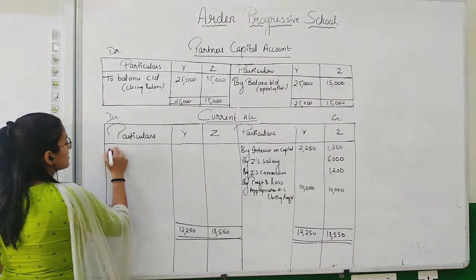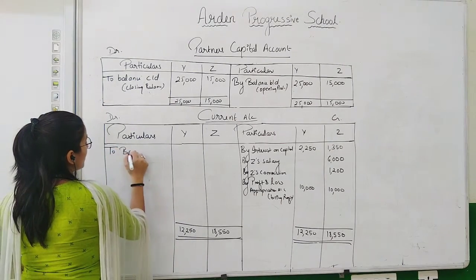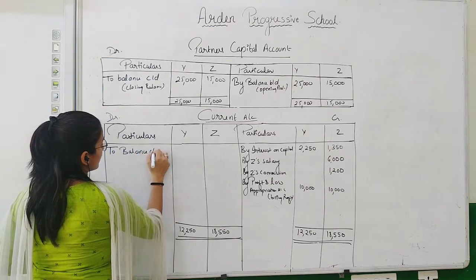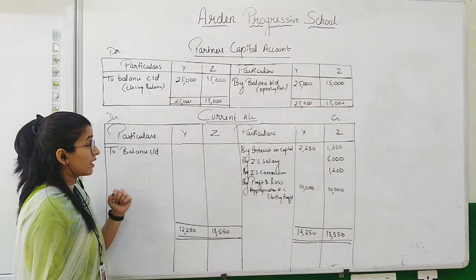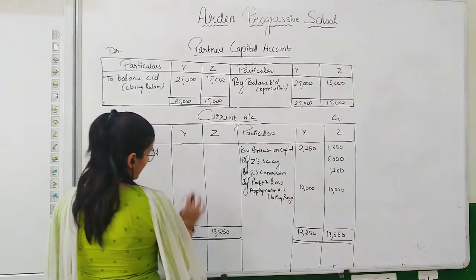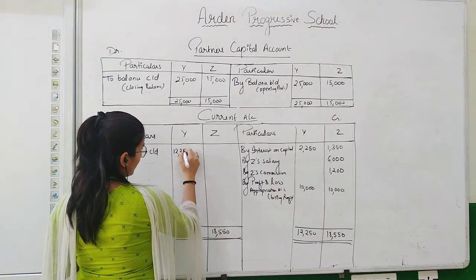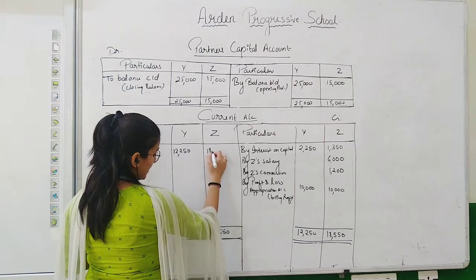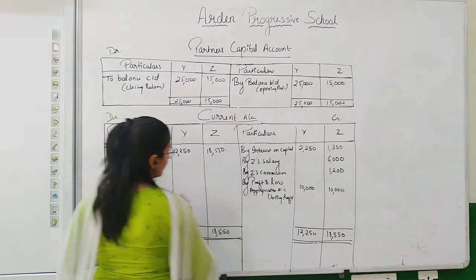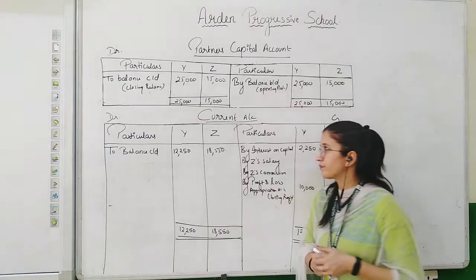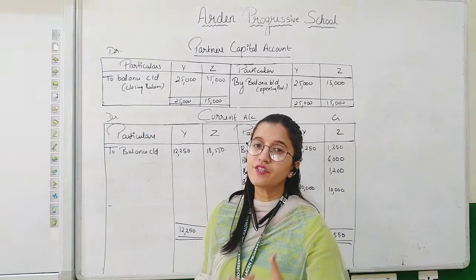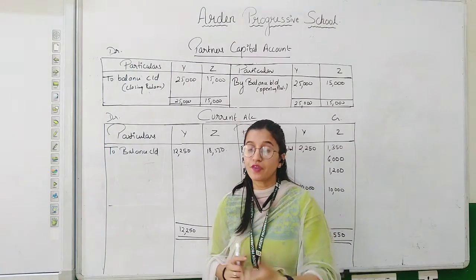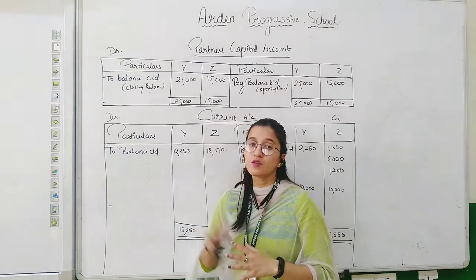It will be written as to balance carried down. This will be the closing balance of current account. Amount will be 12,250 and for Z 18,550. So this is how question based on first method of capital account, which is fixed capital method, is solved.